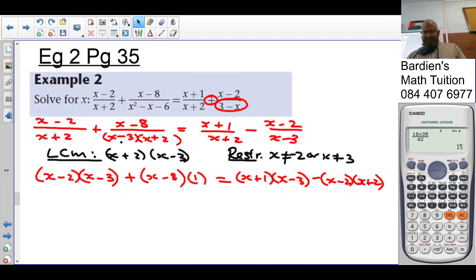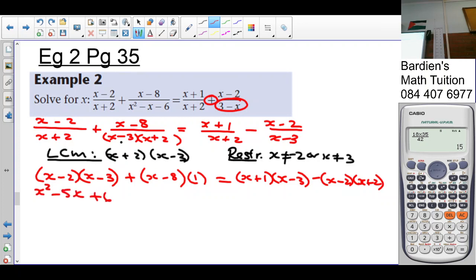Okay, and you solve the sum for me, okay? Okay, so let's wrap the sum up. What do we get? X squared, yes? Minus 5x plus 6. Some of you would say x squared minus 3x minus 2x plus 6 is the same thing. Carry on. Plus x minus 8 equals x squared minus 2x minus 3 minus x squared.